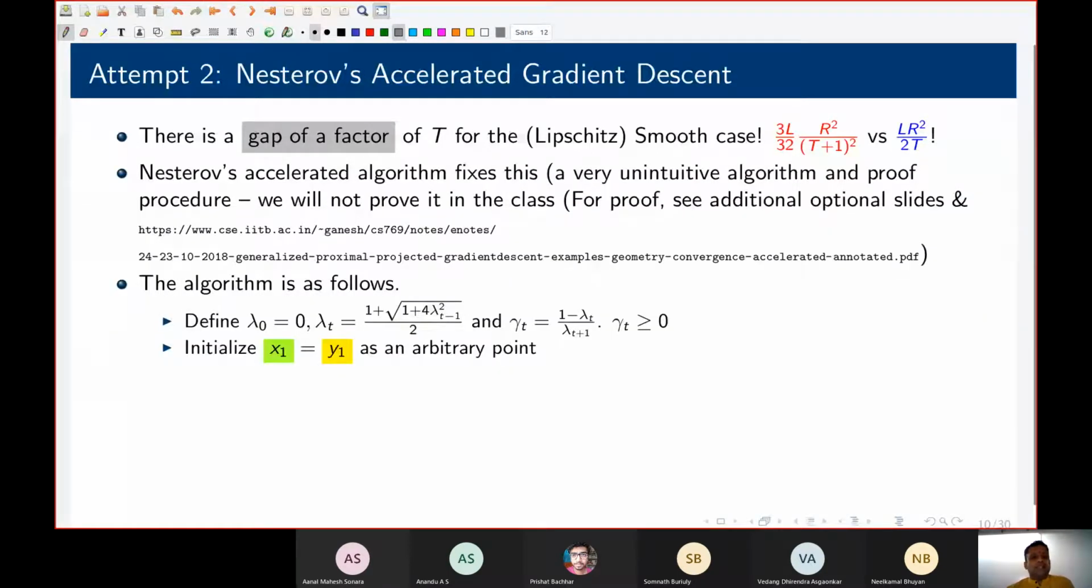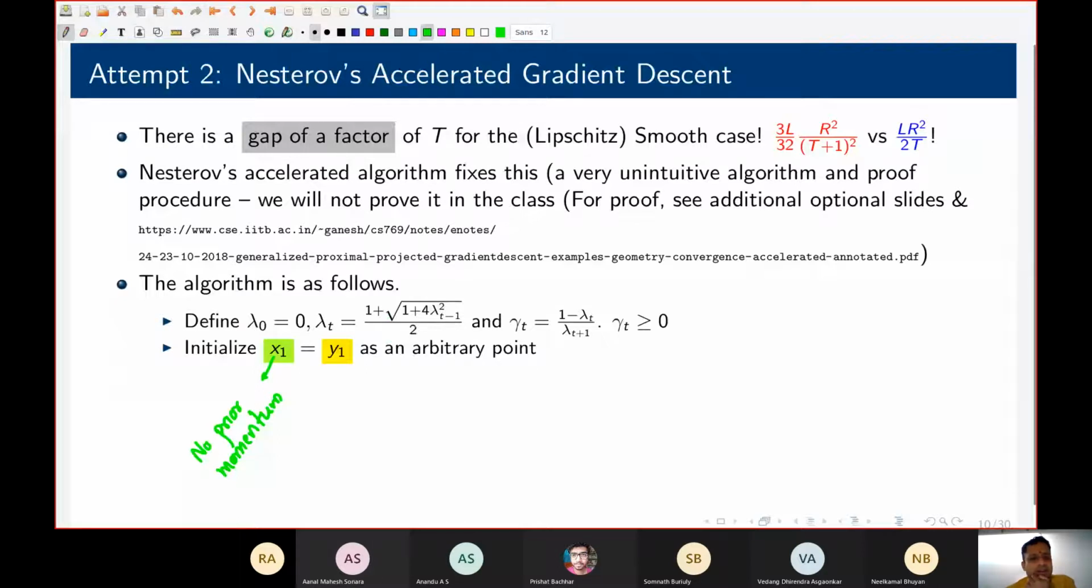So what you do? Well, initially you have y1 and x1 the same. I mean, there's no momentum initially, right? So the way we are specifying that is no prior momentum. So therefore you begin with x1 equals y1, y1 is an arbitrary point, and then gamma t should be less than equal to 0.